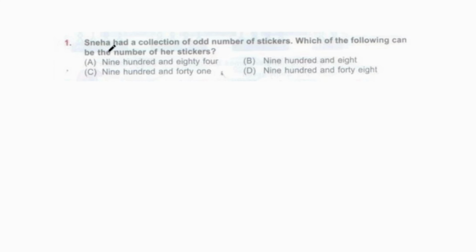The question reads as, Neha has a collection of odd numbers of stickers. Which of the following can be the number of her stickers? One key element that you need to remember here is the word odd. So there are two methods to solve this question. Let's start with the first method by analyzing each option and writing the alphabetical form of that number into a numeric form.